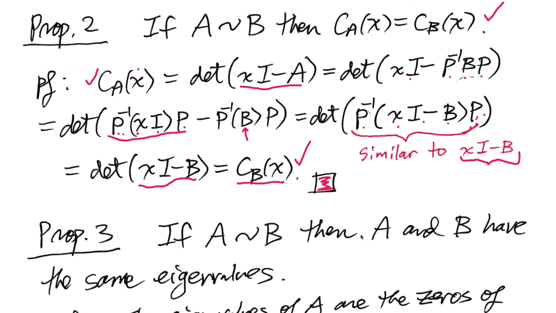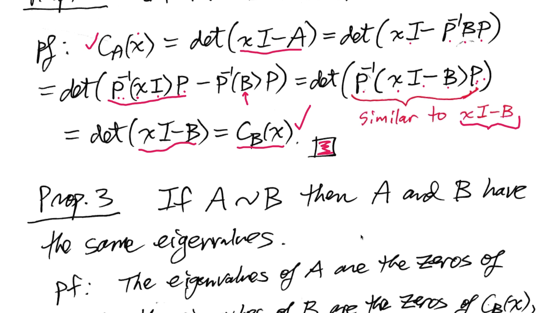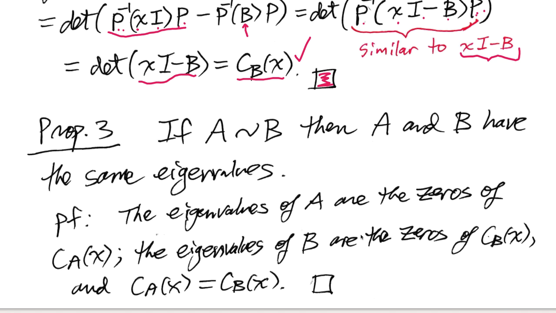Last thing, if A and B are similar, then they have the same eigenvalues. Why would that be true? Well, this is obvious now from proposition 2. The eigenvalues of A are the zeros of the characteristic polynomial of A. The eigenvalues of B are the zeros of the characteristic polynomial of B. Those are the same polynomial, as we just showed above. So they have the same eigenvalues.